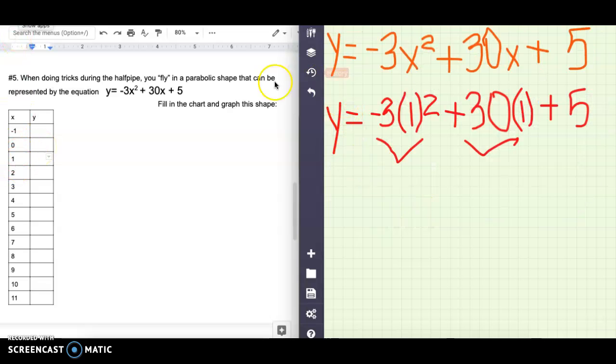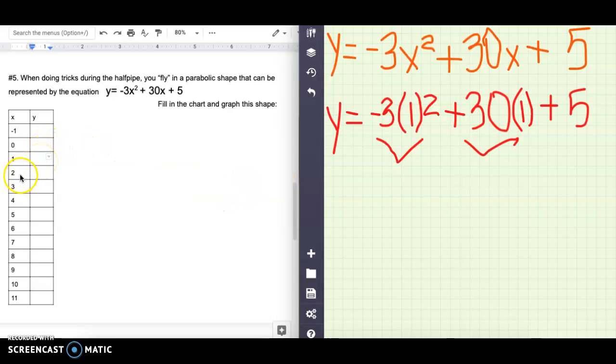So next, we're going to put positive 1 in here. So we have our regular equation, and then I put 1 in here, so y equals negative 3 times 1 squared plus 30 times 1 plus 5. And so what's 1 squared? And then multiply that by negative 3 and write your answer. Plus 30 times 1, write your answer. Plus 5, you just carry it down and write plus 5. Add those together and put it in your XY charts.